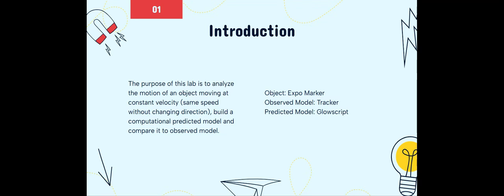The main purpose of this lab is to analyze and compare an object that is moving with constant velocity to the results of a computational model. In this lab, our object or system is an expo marker. Our observed model is determined by a tracker, and a predicted model is coded in GlowScript.